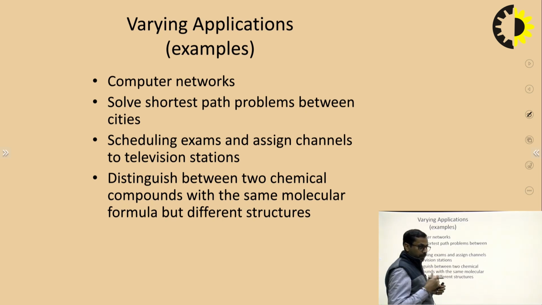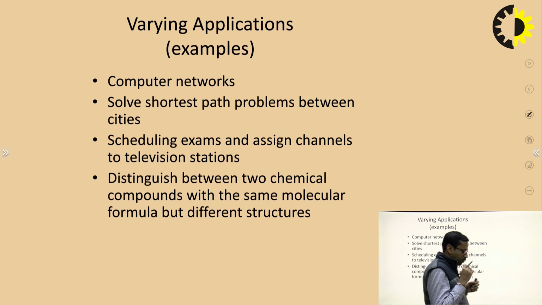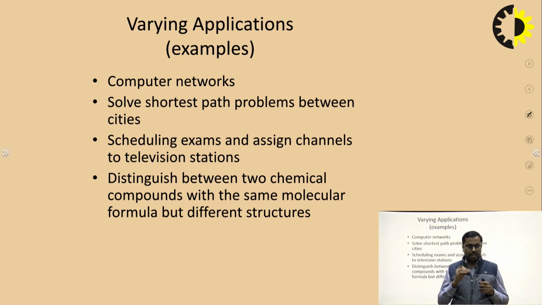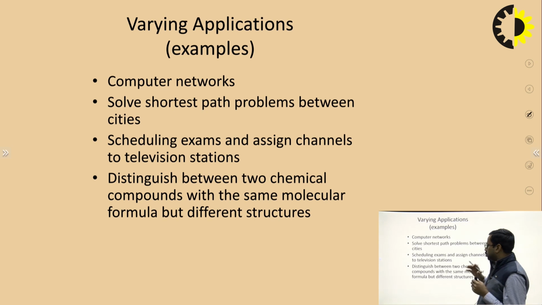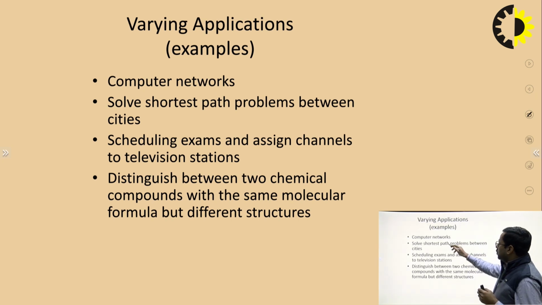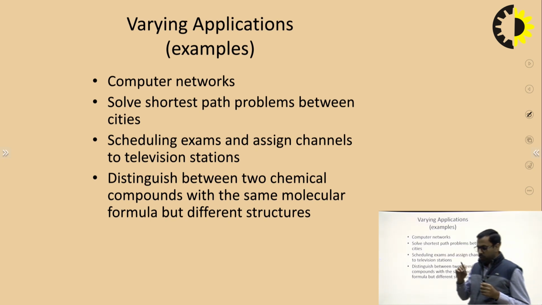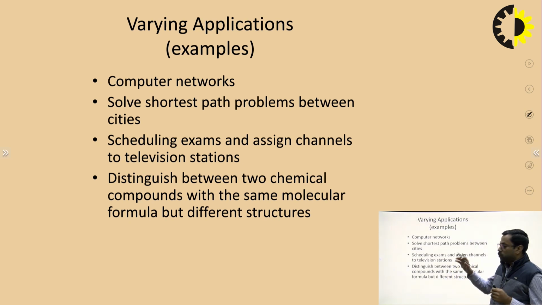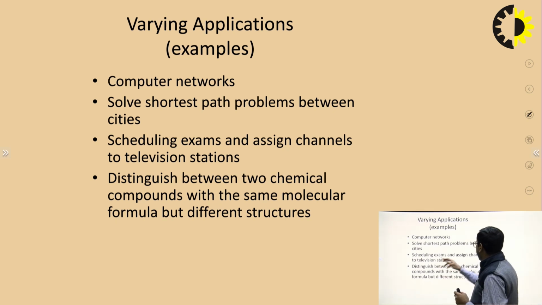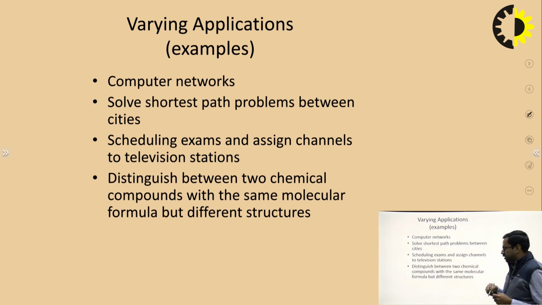Where we use the graph structure, actually we pin out some points according to the situations or the geographical area, and consider those as the points, and each is also a node. So in the case of computer network, graph is used to find out the shortest path problem between cities. If we consider the city with its name as a point, then to find out the shortest path between them, we use graph theory. Scheduling exams and assigning channels to television stations.